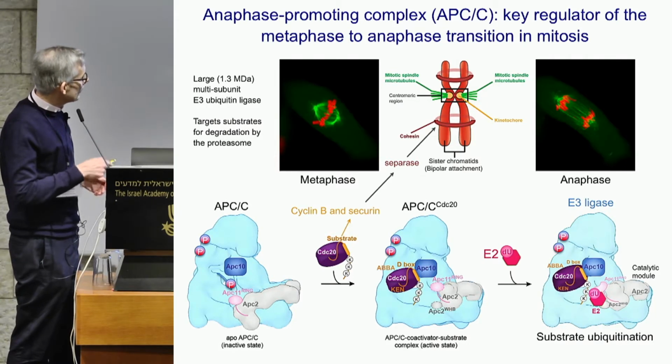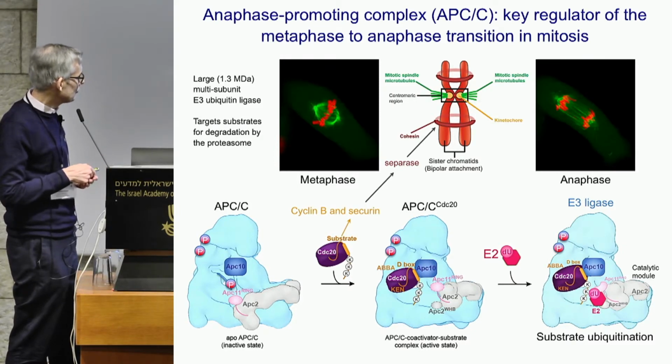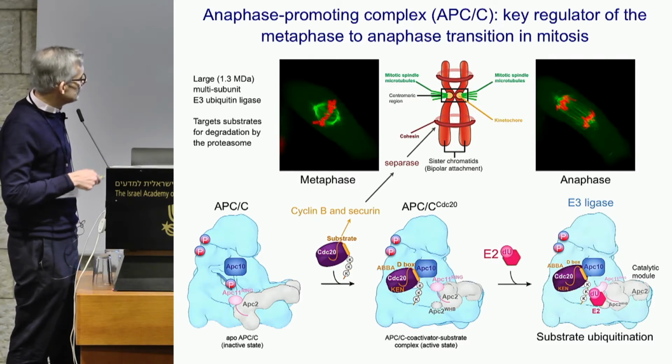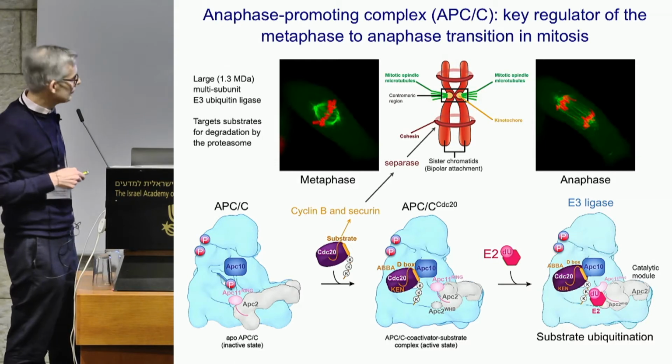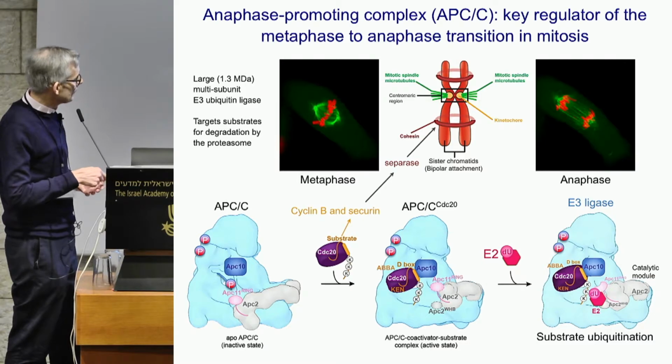To do this, the APC binds its substrates through short degron motifs, or destruction motifs, or short linear motifs, which were introduced this morning. CDC20 recognizes three types of degrons, the so-called D-box, the ABBA motif, and the KEN box. This brings the substrate in close proximity to the catalytic site, which is formed from the APC11 subunit, a RING subunit, which binds the E2 ubiquitin-conjugating enzyme to transfer ubiquitin onto lysines of the substrate.